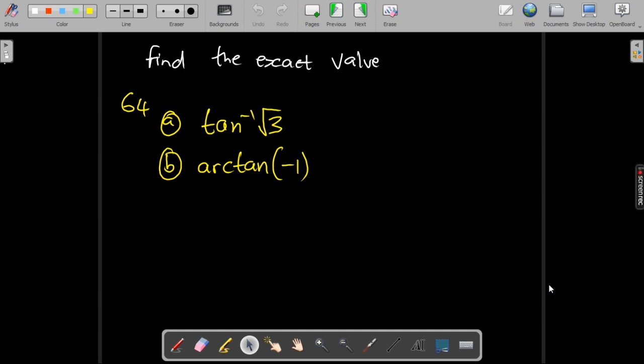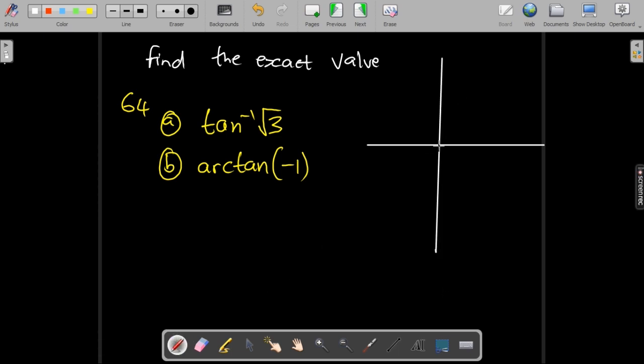So, we are asked to find exact values. These two questions are just asking, where is tan equal to square root of 3 and where is it equal to minus 1? And for that, we're just going to use our knowledge of the unit circle, and remembering that tan is y over x.